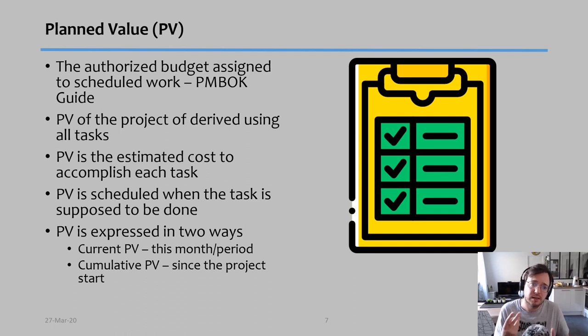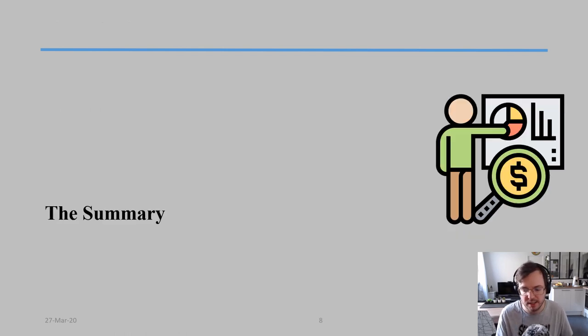Finally, remember that planned value is expressed in two ways. I can have current planned value, which is the planned value for that month or for a period. In other words, the total planned value for each one of the periods that I wish to analyze. And the second one is cumulative PV, which is cumulative planned value, which is all the planned values since the very beginning of the project up until the moment you are analyzing. And that's it in terms of planned value.